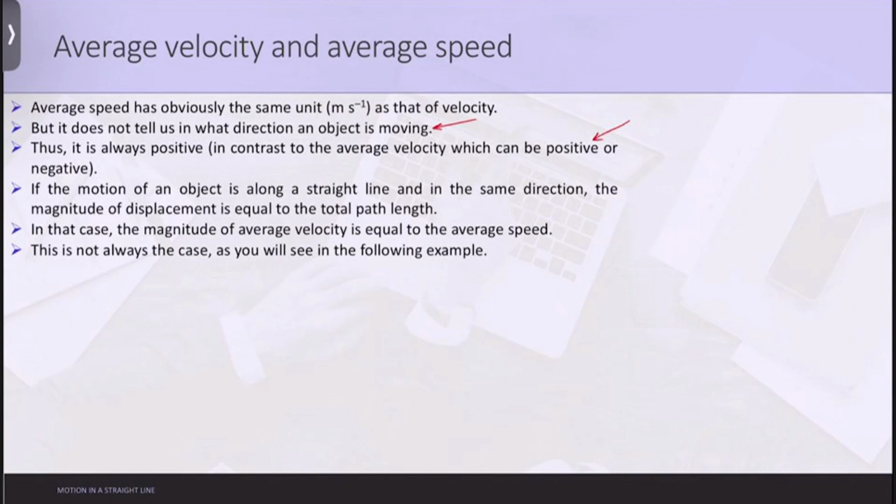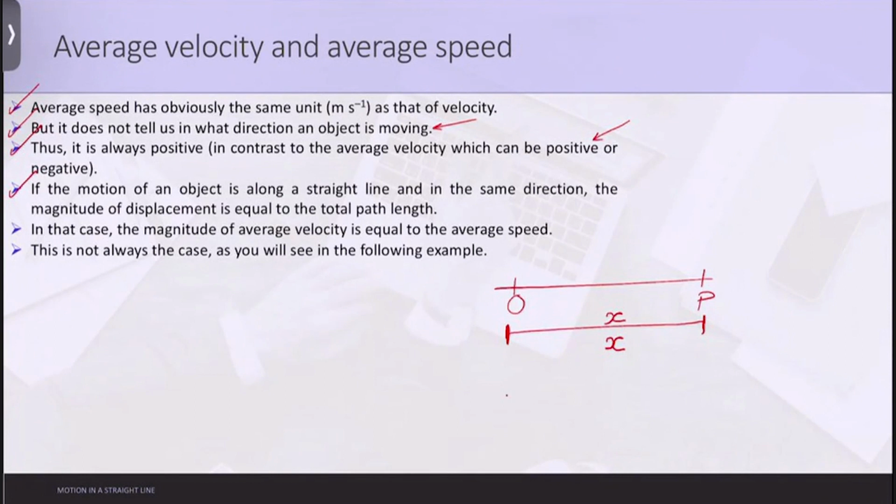Okay. So if the motion of the object is along a straight line and in the same direction, the magnitude of displacement is equal to total path. Okay, so they are just saying that let us say there was an origin point O and this was the final position A, and the object moves along a straight line in the same direction. If this is the motion of the object, the magnitude of displacement is equal to total path length, right? Because total path length will also be x and displacement will also be x, right?